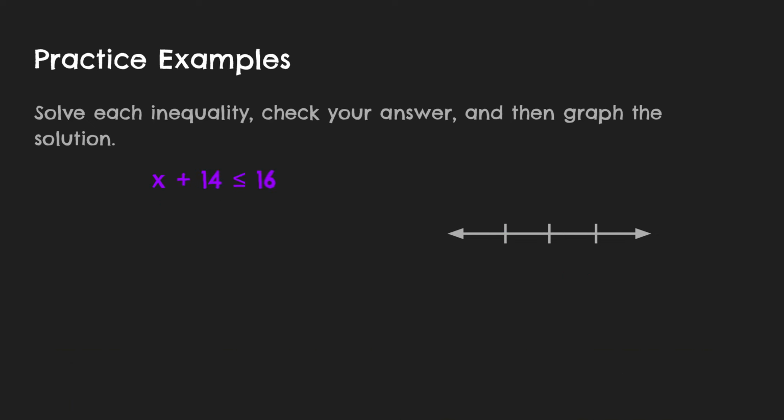All right, this one does not have any negatives, so we're not going to multiply or divide by negatives. So let's get rid of that 14 on this side. And we're going to get rid of that 14 on this side, keeping it balanced. The sign stays the same. 16 minus 14 is 2, so x is less than or equal to 2. Since it's equal to, we're going to color in that dot. Less than or equal to, so we're going to go to the left.